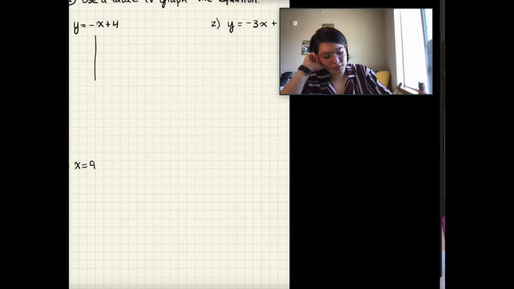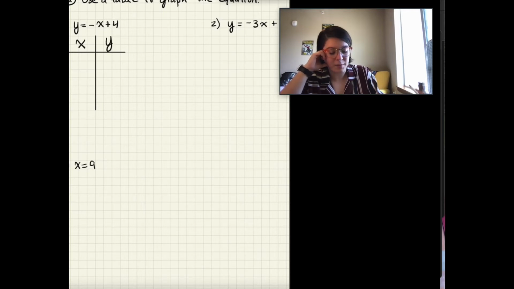So our table is going to look like this. It's a T table. Looks like a T. We'll plug in our x-coordinates on the left and our y-coordinates will come out on the right. So again, we're just going to pick some arbitrary x numbers. So I'll do -1, 0, and 1.